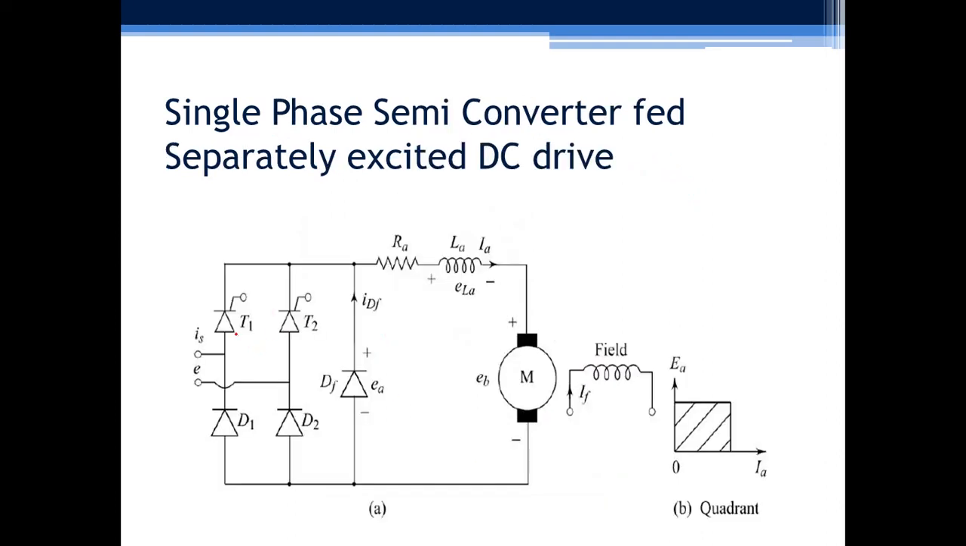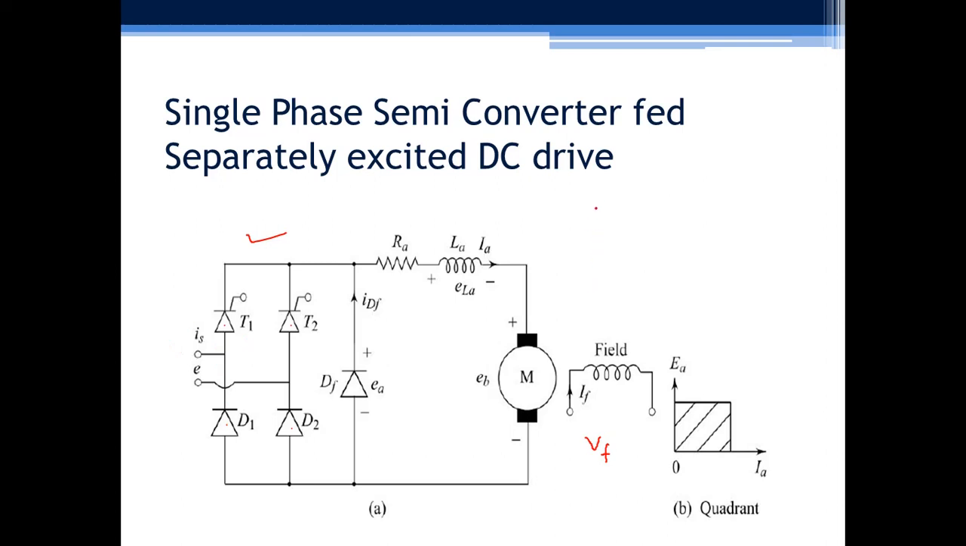This drive consists of a semi converter on armature side. So this is a converter. This converter is the armature side converter, and we have one more converter to generate field voltage on field side. Normally this converter can be an uncontrolled rectifier or a controlled rectifier. This converter will play an important part whenever field direction has to be reversed. On armature side, you can see that it is a single phase semi converter, consisting of two thyristors T1, T2 and two diodes D1, D2.